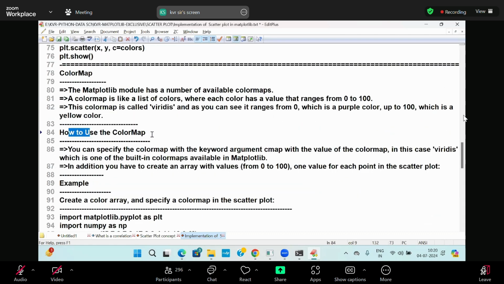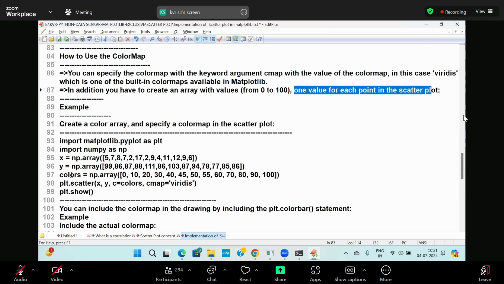How to use a color map? You can specify a color map with a keyword argument, cmap. cmap stands for color map. With the value of the color map, here I am taking Viridis, which is one of the built-in color maps available, where there are so many color maps. I'll show the names; one of the names is Viridis. In addition, you can create an array with values from 0 to 100, one value for each point in the scatter plot.